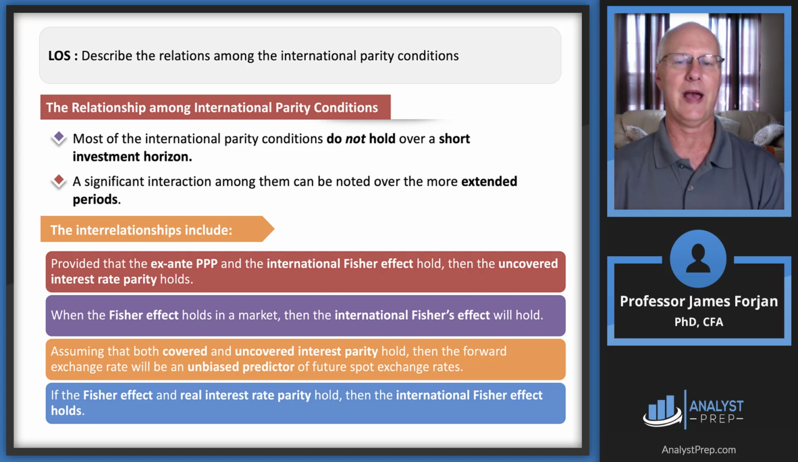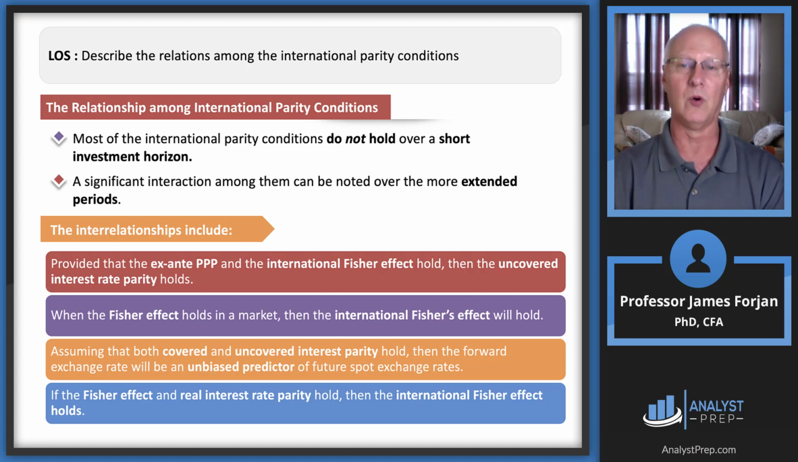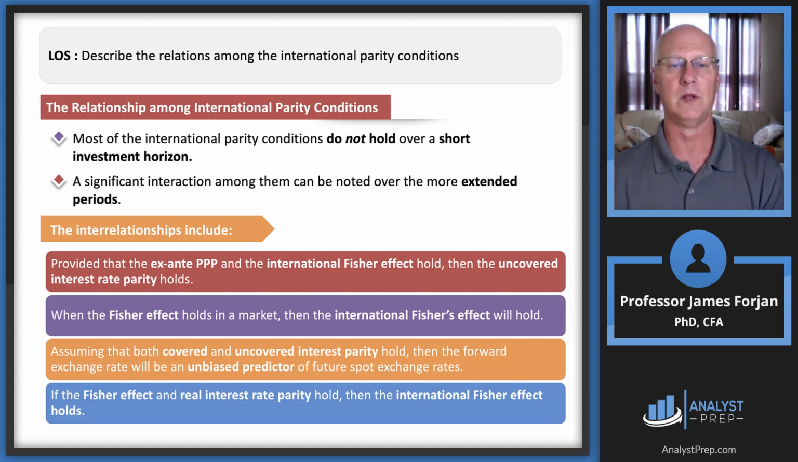All right, so notice what we have in the boxes below. I'll probably just memorize these things. If ex ante PPP holds and international Fisher holds, then uncovered interest rate parity will hold. Uncovered, so that's an important one. When the Fisher effect holds, then the international Fisher effect will hold as well. And that makes sense. But let's talk about this orange one here.